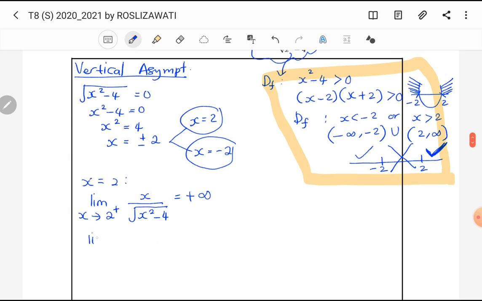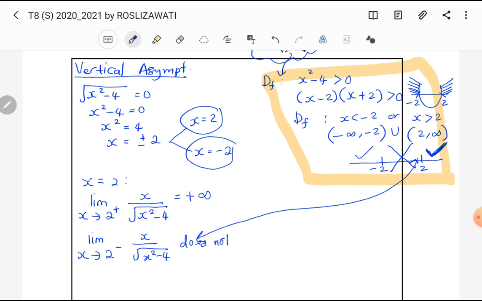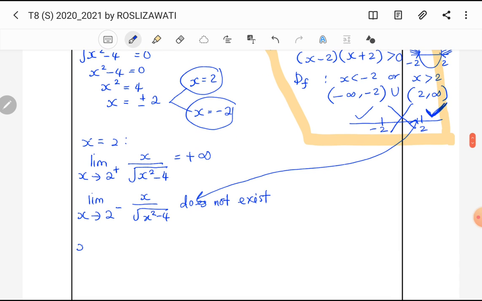Okay, and then limit x approaches 2 from negative, x over square root x squared minus 4. Okay, cuba tengok balik the domain. 2 from negative. Kat sini ni, ada tak graf kita kat situ? Tak ada kan? So, kita tak perlu cari. Kita tulis je terus. Does not exist. Ingat lagi tak? Ini related to one-sided limit. Okay? Next. When x equal to negative 2.